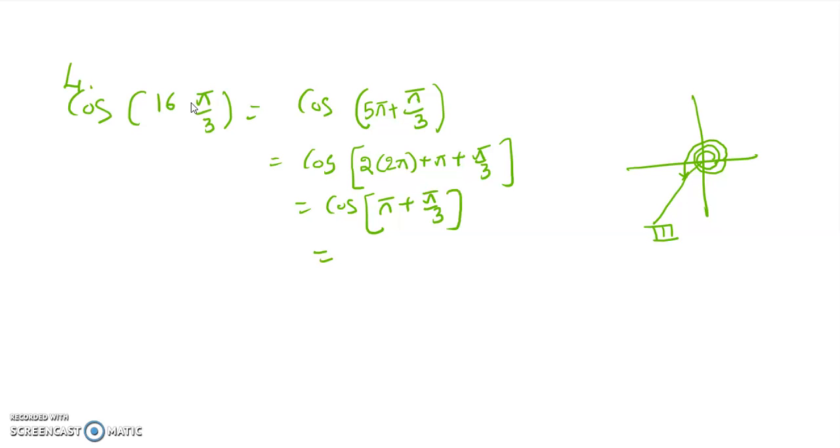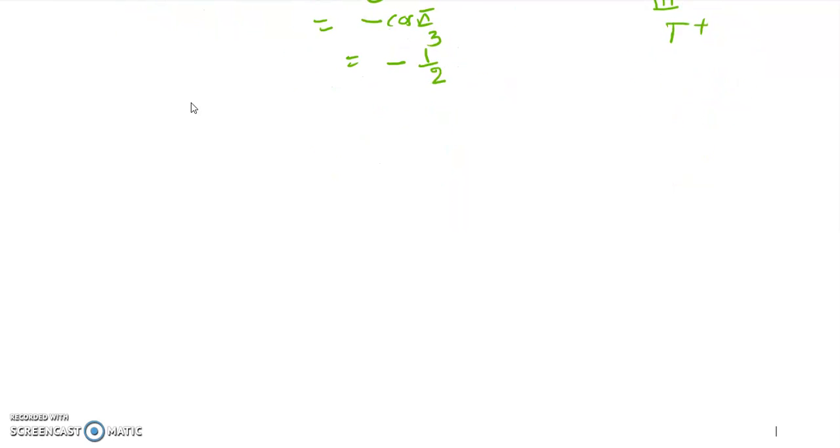Cos of pi plus pi by 3 means in the third quadrant. In the third quadrant, you know, according to ASTC rule, only tan and cot are positive. So this is minus cos pi by 3. What is cos 60? You know, cos 60 degree or cos pi by 3 is 1 by 2. Thus, cos of 16 pi by 3 is minus 1 by 2.